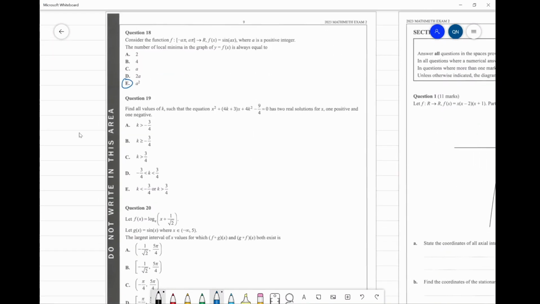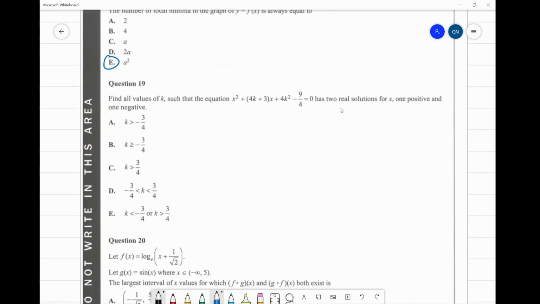Okay, question 19. Find all values of k such that this equation has 2 real solutions for x, one positive, one negative. Okay. So I'm thinking of using the quadratic formula. That's just a quadratic. And then once I get the solutions for x, in order to test for one positive and one negative, what he actually wants is the product of the two solutions to be a negative number. Because if you have 2 negatives or 2 positives, then you're going to get a positive number for the product. So you want to solve for when that product is negative.